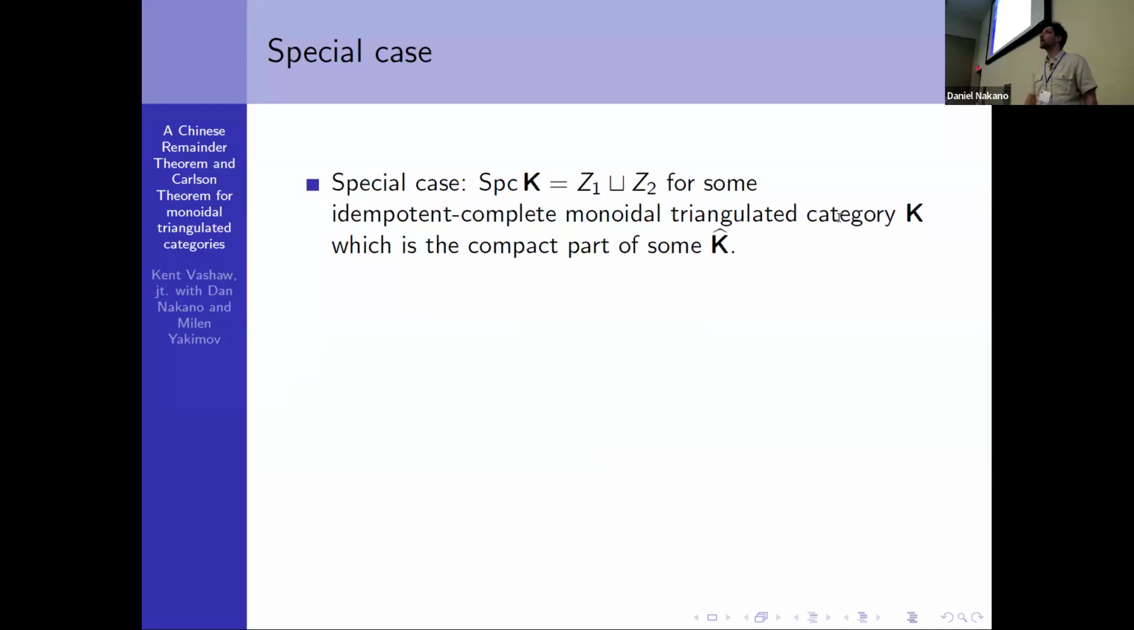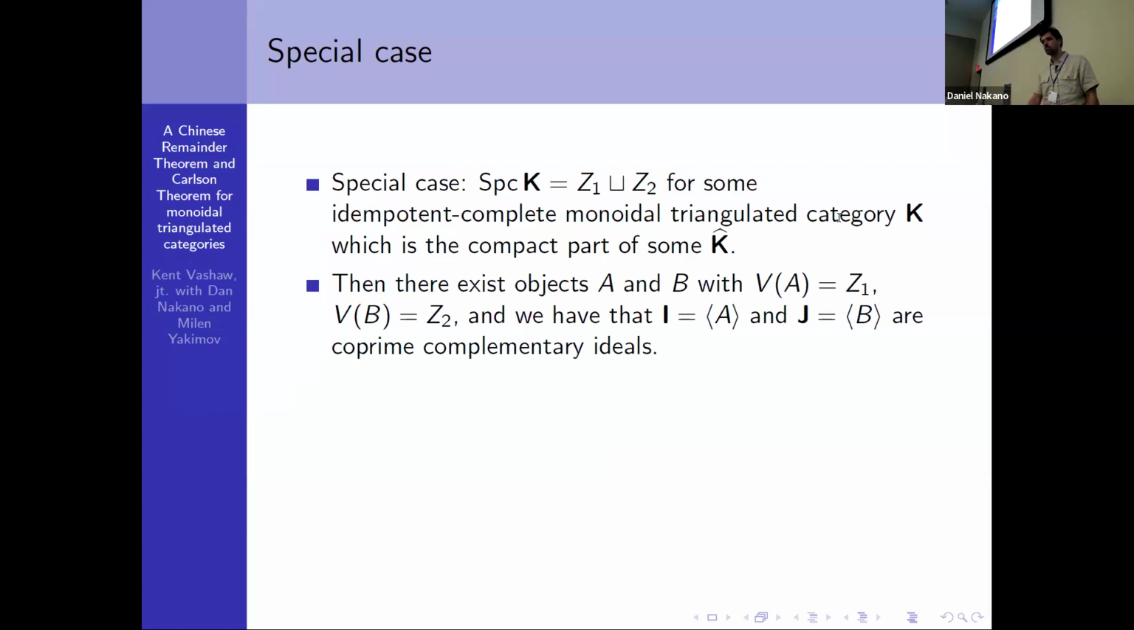Okay, so with my last couple of minutes, let me give some special cases and examples. A special case of this, of course, is if the whole Balmer spectrum itself is disconnected. So if we can write Spec K as a disjoint union Z1 union Z2, and if this is some idempotent complete monoidal triangulated category K, then there exist some objects A and B with V of A equal to Z1, V of B equal to Z2. Then we have I equal to the ideal generated by A, J the ideal generated by B. If we set these ideals as such, then these are coprime complementary ideals.